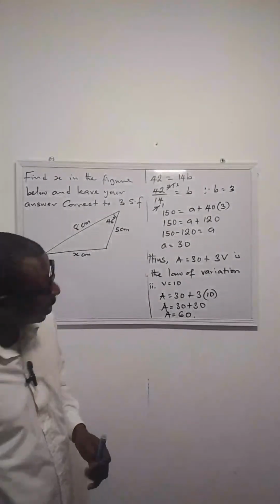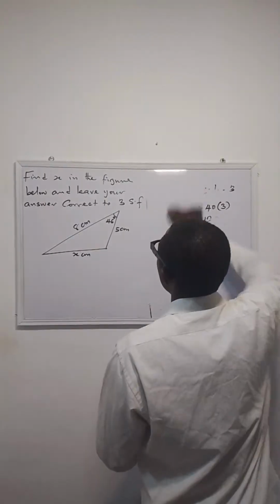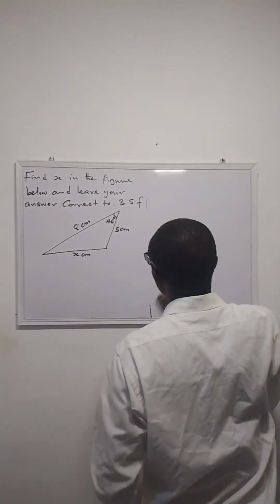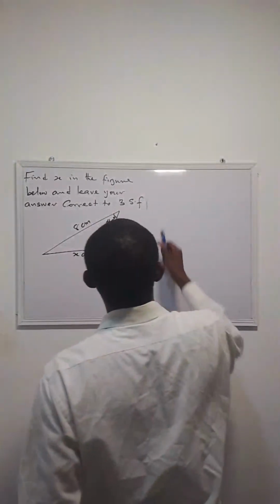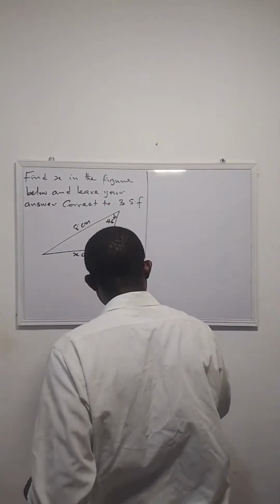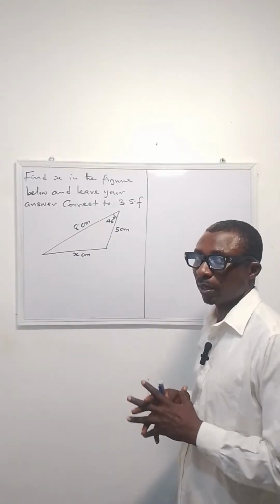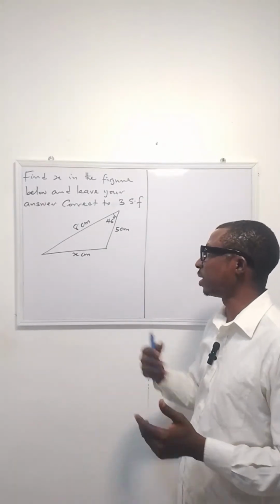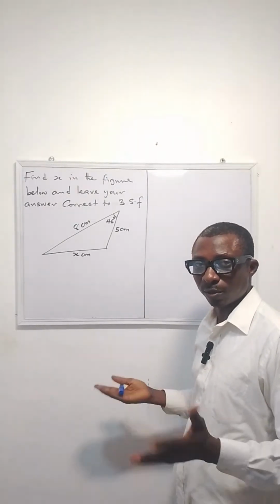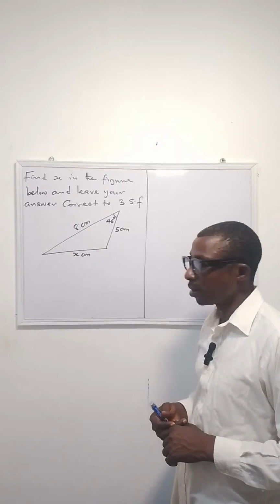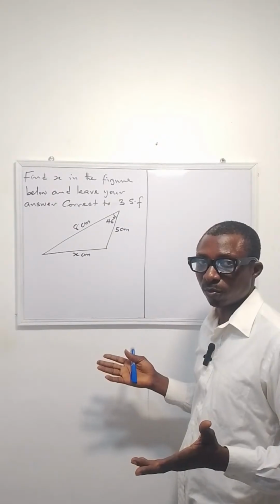Okay, let's look at the problem here. Now you have to find the value of x in the figure below. Find the value of x in the figure below and leave your answer correct to 3 significant figures. So how do we solve this problem? Now what comes to mind when I see this type of problem? Now I begin to think of which rule should I use? Can I begin to think of Pythagoras theorem? No. Why? Because this is not a right angle triangle, so that will not come to mind.